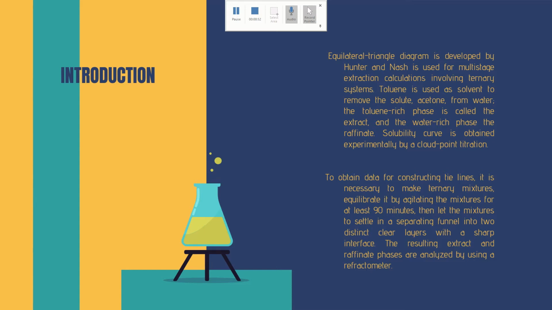The mixture is 10% water, 26% toluene, and 64% acetone by weight. In order to obtain data for constructing the tie line, it is necessary to make a ternary mixture, such as 30% toluene, 50% acetone, and 20% water by weight. Equilibrate it by agitating the mixture for at least 90 minutes. Then let the mixture settle in a separating funnel into two distinct clear layers with a sharp interface. The resulting extract and raffinate phases are analyzed using a spectrometer.